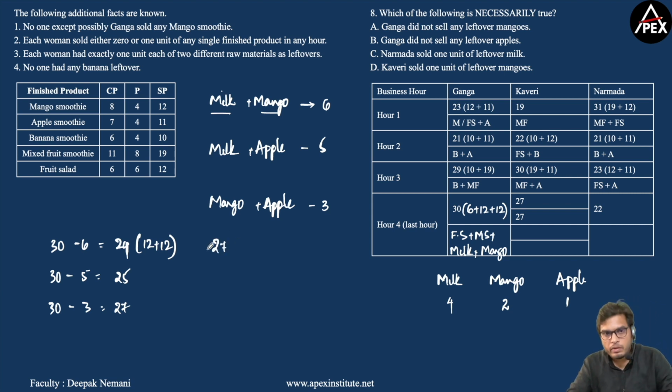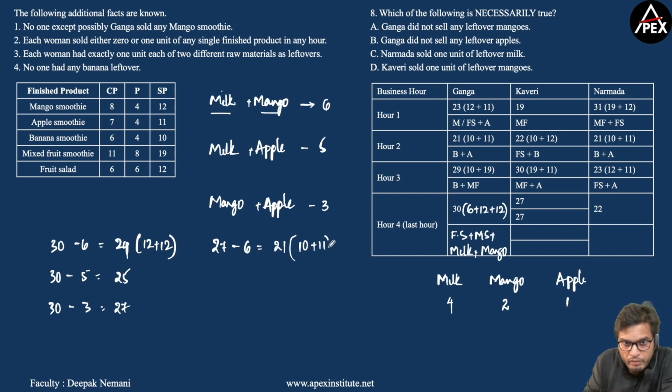Now if I consider that Kaveri was left with 1 unit of milk and 1 unit of mango as leftovers, 27 minus 6, the balance amount is 21, which was received by selling 1 unit of apple smoothie and 1 unit of banana smoothie. I can write 21 as 10 plus 11. So this is one possibility where I can write 27 as 6 plus 11 plus 10.